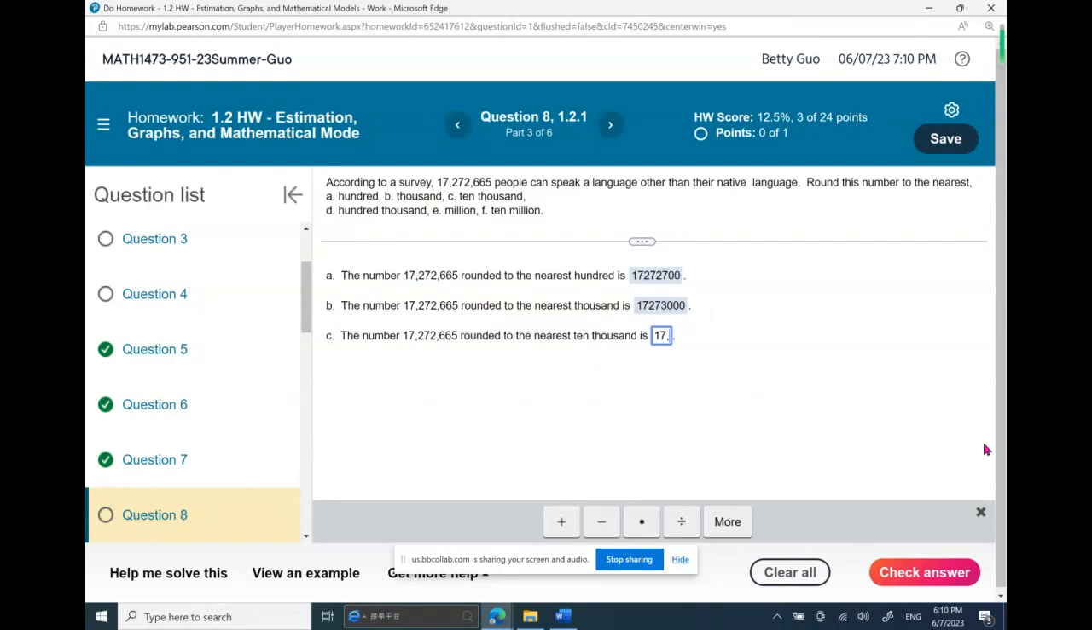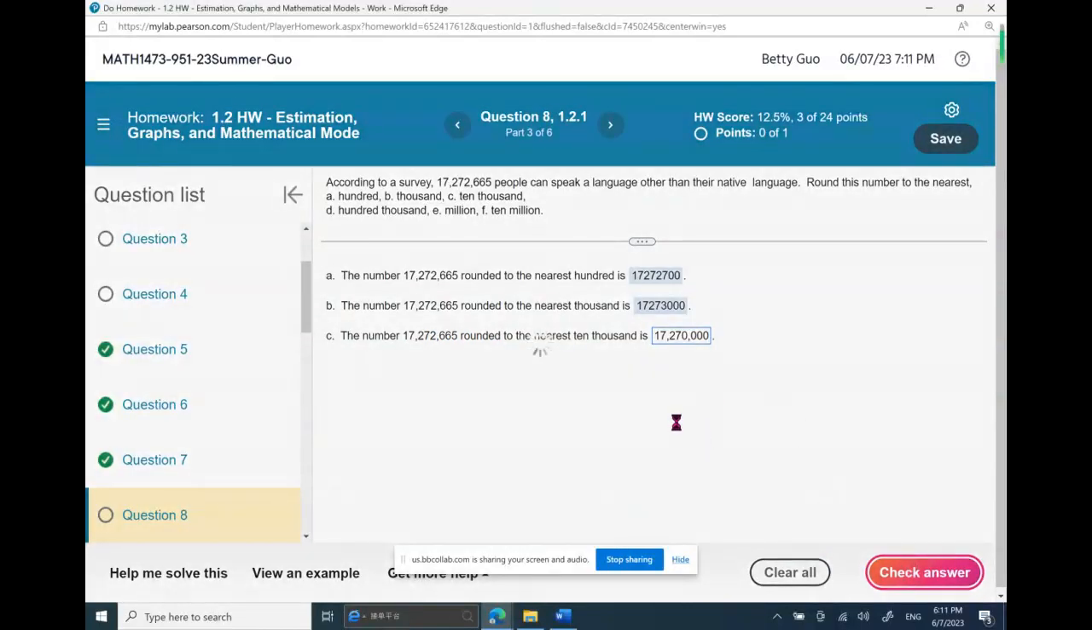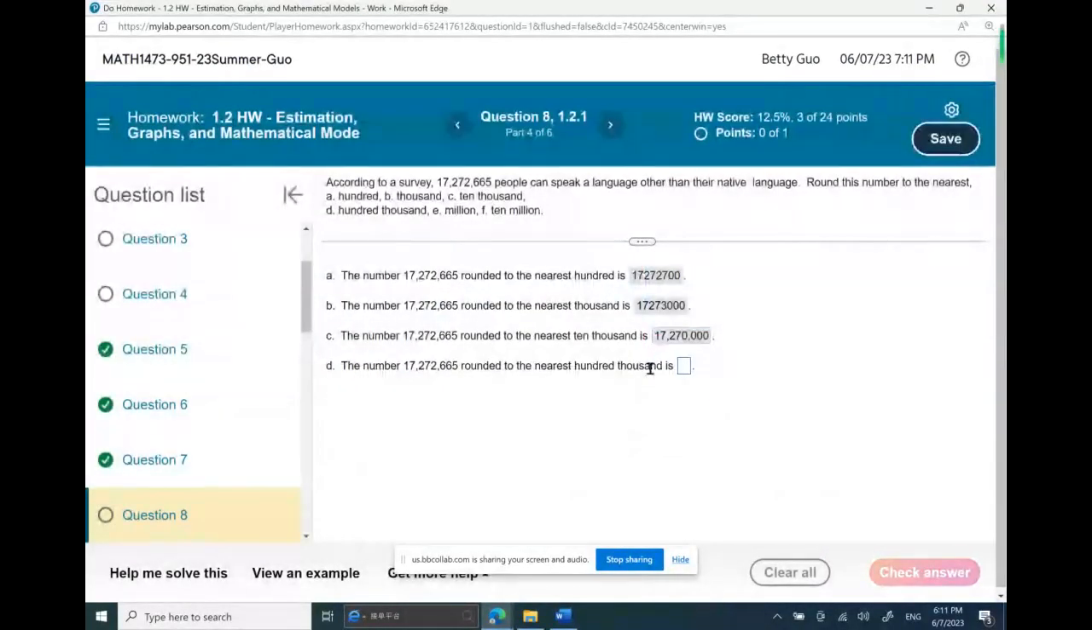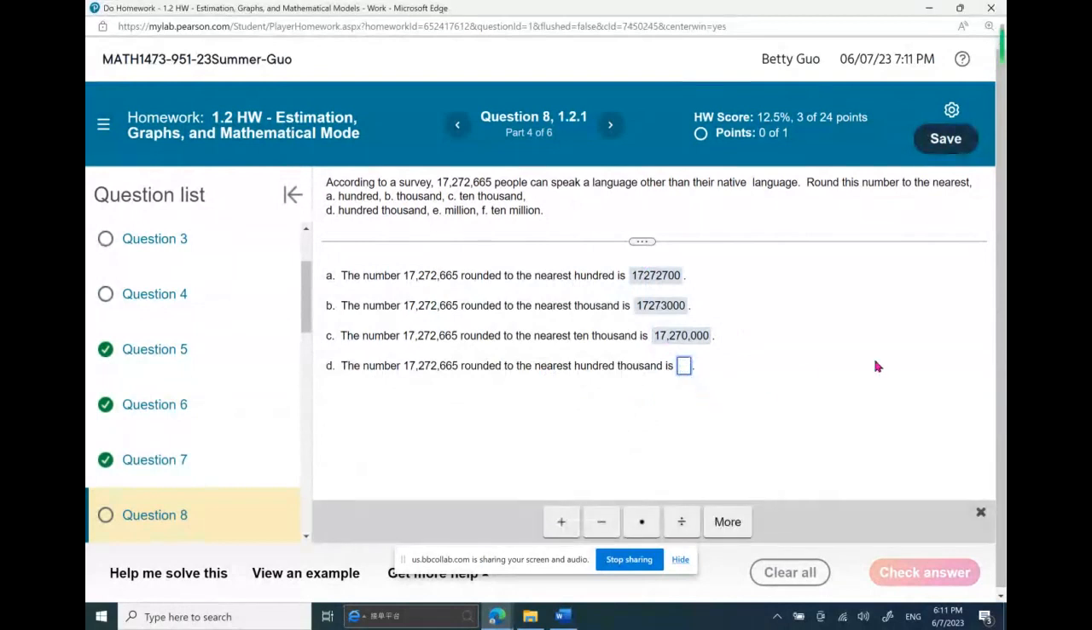This time, let me type the comma. Let's see if the system recognizes it as correct. So 17 million, 270. We are going to round it down, right? Yeah, 270,000. 1, 2, 3, like that. So from 2, 2, 6, 6, 5, the last 4 numbers, we're going to change them to zeros because we are rounding down. Yeah, still correct. With the comma, without the comma, the system will recognize.